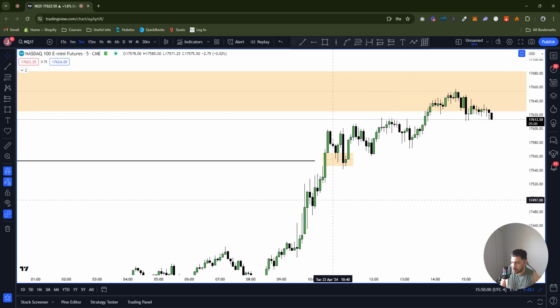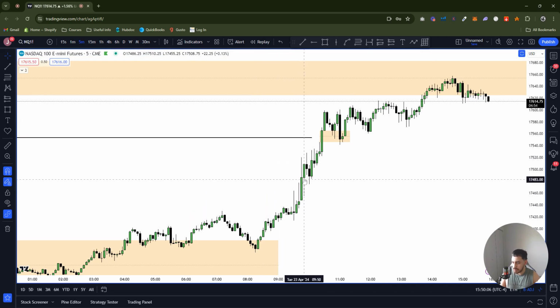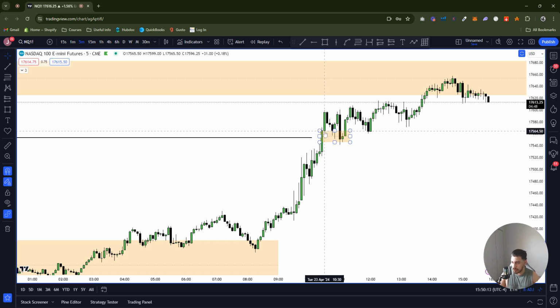So look, notice how there's no fair value gaps after 9 o'clock, right? This is the 9 o'clock. There's no fair value gaps, right? Until this one here. We get displacement above the external high. We form a fair value gap. We wait for this candle to close. So we form a fair value gap, okay?